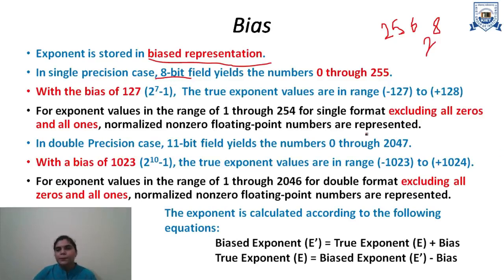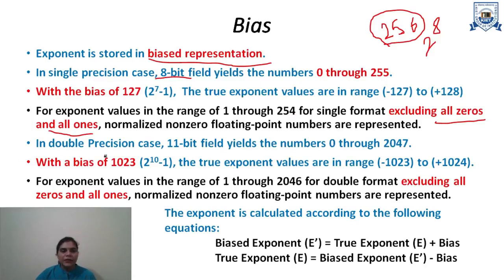But as we have seen, a total of 256 values can be represented by 8 bits, but an exponent having all zeros or all ones is used to represent some special values. The range is 0 to 255, but we are excluding all zeros and all ones. So the exponent values can be in the range of 1 to 254.